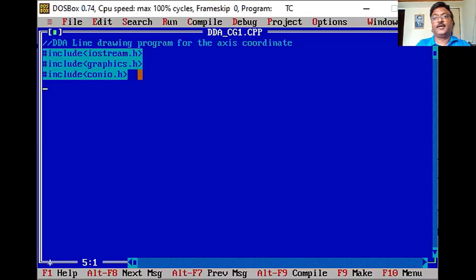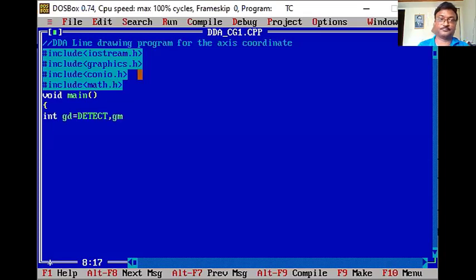Now here you have to include math.h. Suppose I am going to round that value, the absolute value. Okay, now you have to start with the function. So I am starting the main function with void main. In void main, you have to type int gd is equal to detect, that will detect the graphics driver, and gm. Then you have to go for the float value. Suppose I am declaring them as float.